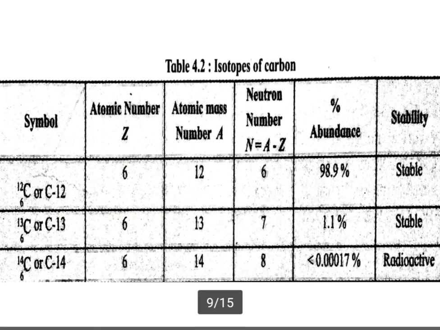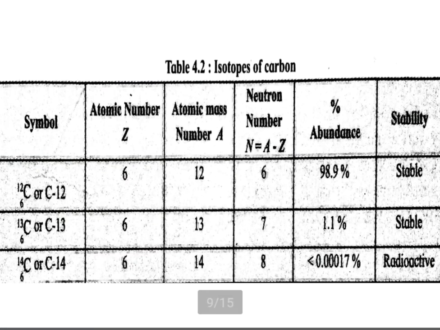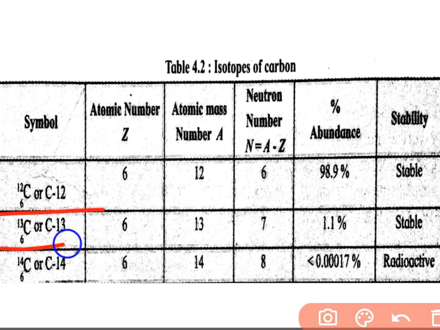See, in this table isotopes of carbon are given. Carbon atom possesses 3 isotopes, namely C12, C13 and C14. For all these isotopes atomic number is same, that is 6. Atomic mass number is 12, 13, 14 respectively. From the information of atomic number and atomic mass number, you can easily calculate the number of neutrons in each isotope of carbon. Percentage abundance for each isotope is given in this column.